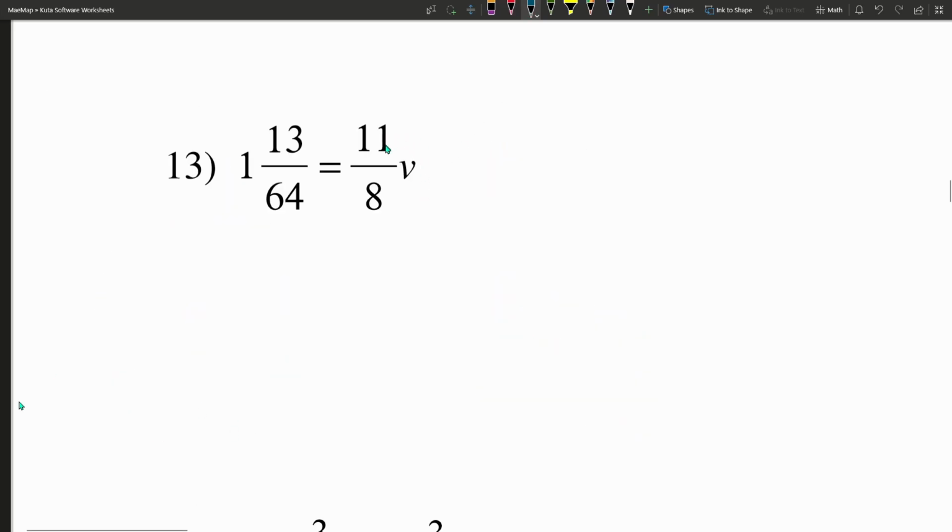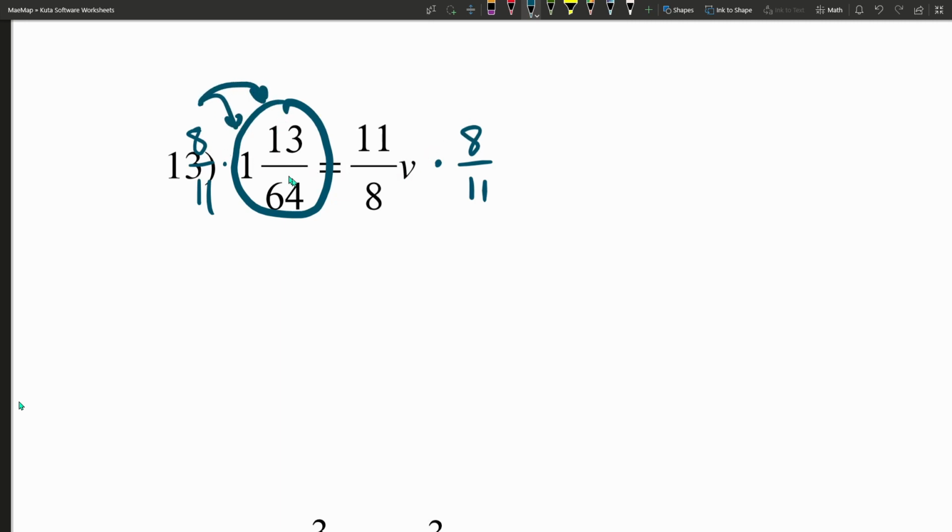For number 13, we're going to have to do a little bit of multiplying to cancel out this 11/8, or dividing, however you want to look at it. I need to divide by 11 and multiply by 8, so that's multiplying by its reciprocal, 8 over 11. And I need to do the same to my right side as well, 8 over 11. However, before I multiply, as opposed to converting this to an improper fraction, I'm going to write the mixed number out as addition, so I know that this 8/11 has to go with the 1 and the 13/64. So let's take a look at that now.